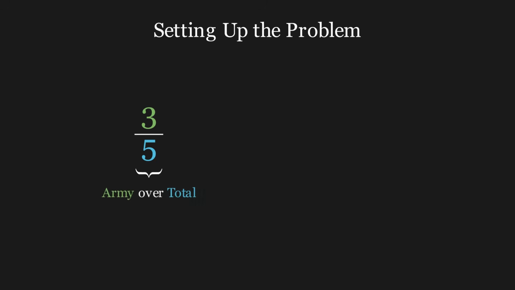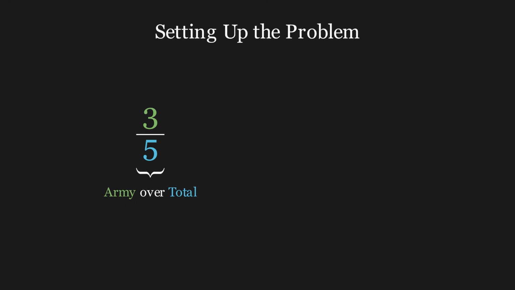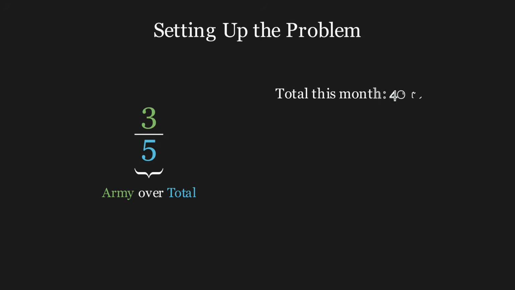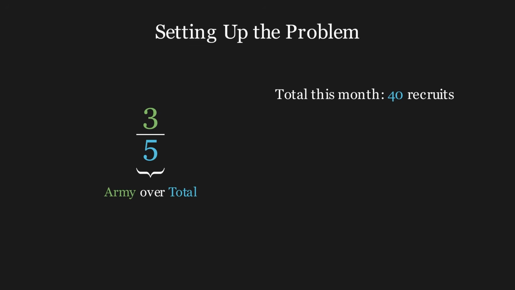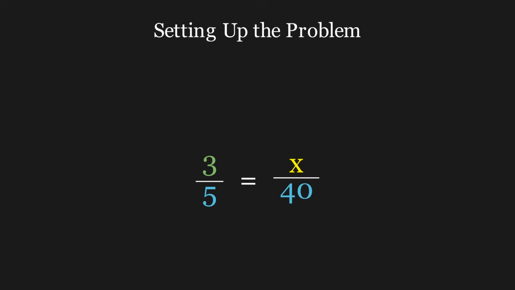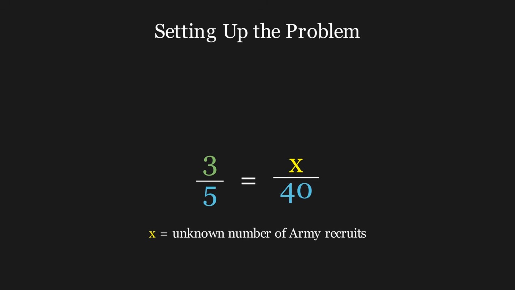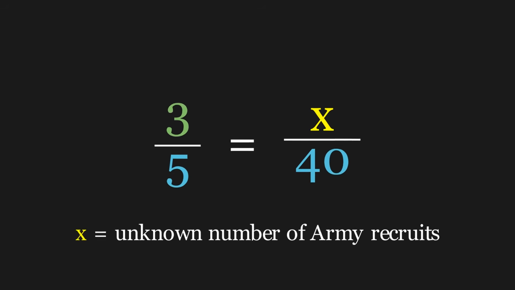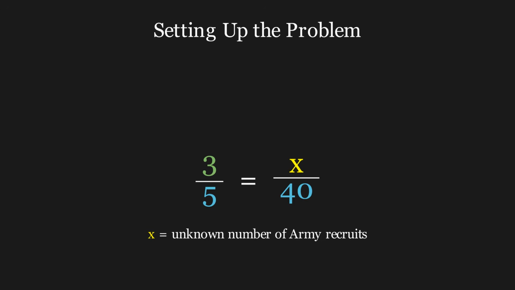For every 5 recruits, 3 choose the Army. We can write that ratio as 5 to 3, or as a fraction, 3 over 5. 3 Army recruits out of every 5 total recruits. We're told the real number of recruits this month is 40, and we want to find how many of those 40 chose the Army. So we set up a proportion. We say our small ratio, 3 over 5, has to equal our real-world ratio, some unknown number over 40. We use the letter x to stand for the number we don't know yet, the number of Army recruits.